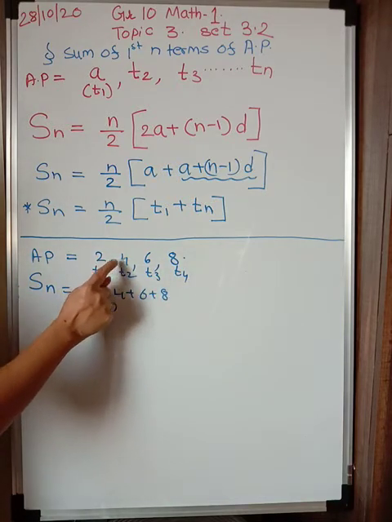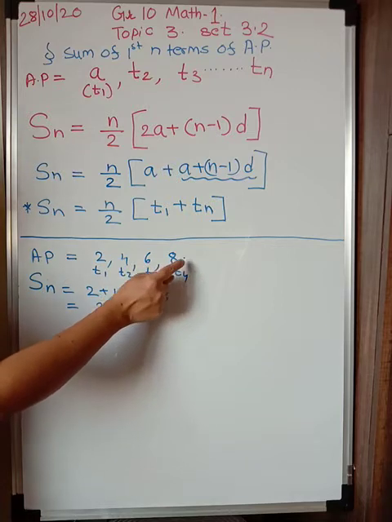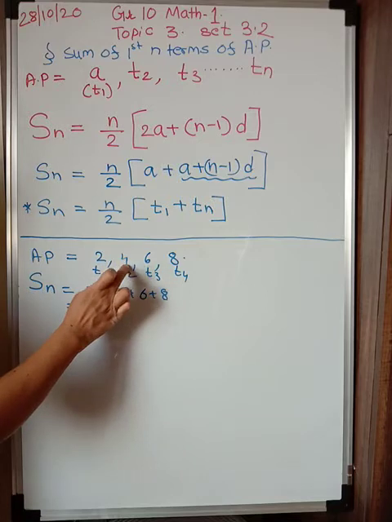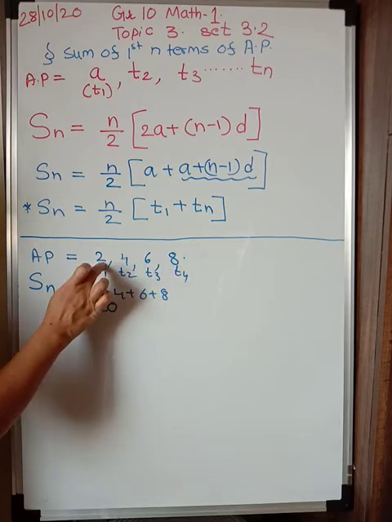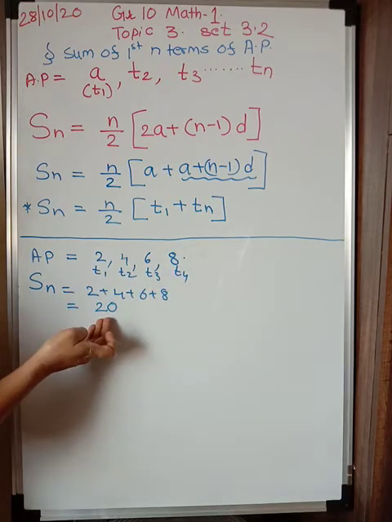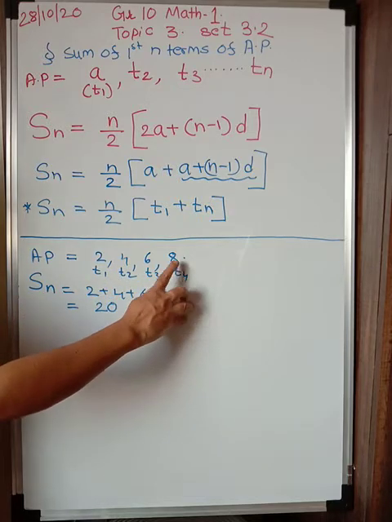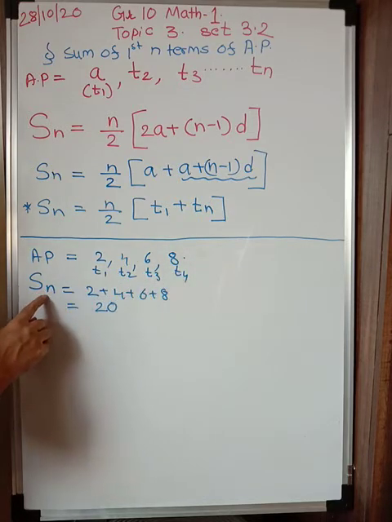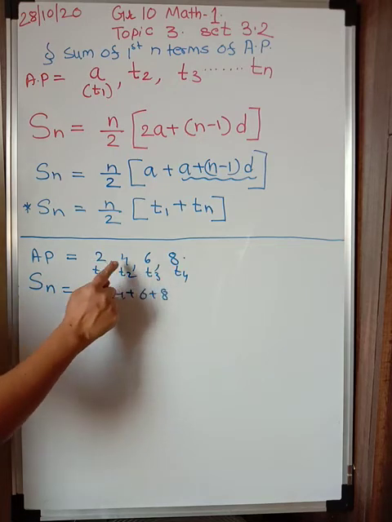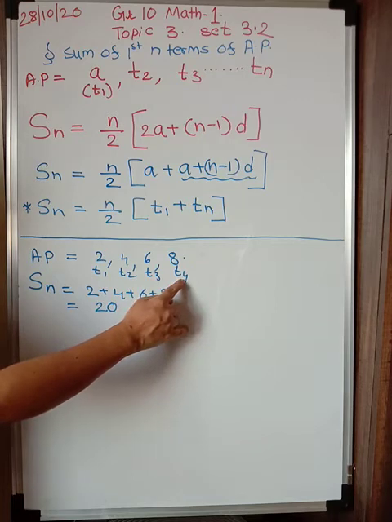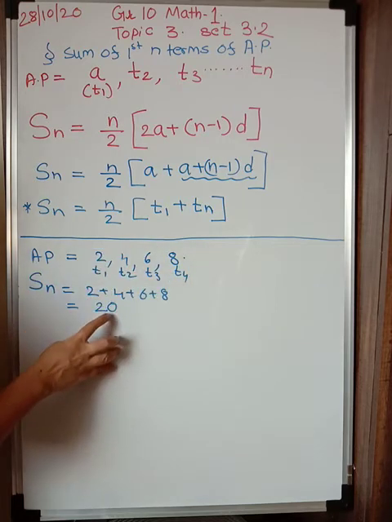So what I will do, 2 plus 4 plus 6 plus 8. Now only 4 terms are there and numbers are small. So it is very easy for me to add. 6 plus 4 is 10 and 10 plus 2 is also 10. 10 plus 10 becomes 20. So Sn, the sum of n terms. What is n? The nth term is 8 over here. N means the last term. So here it will be the sum of 4 terms: 1, 2, 3, 4. Here n is equal to 4. So the sum of all terms is equal to 20.